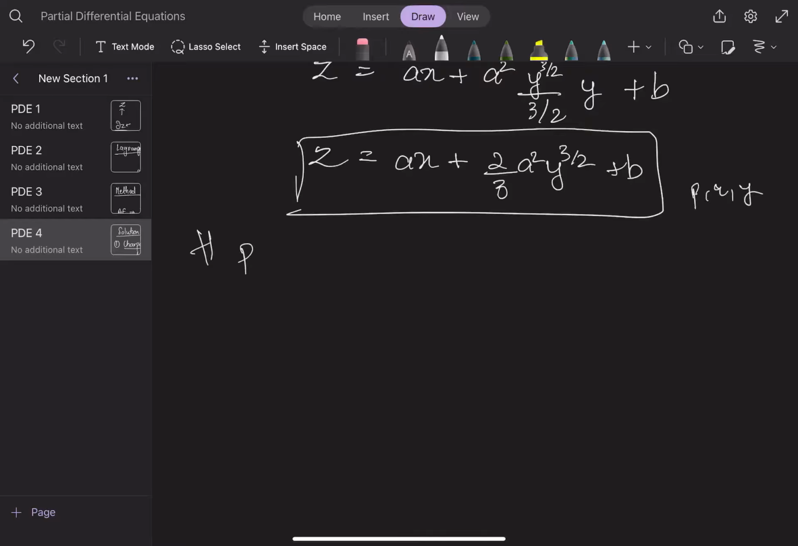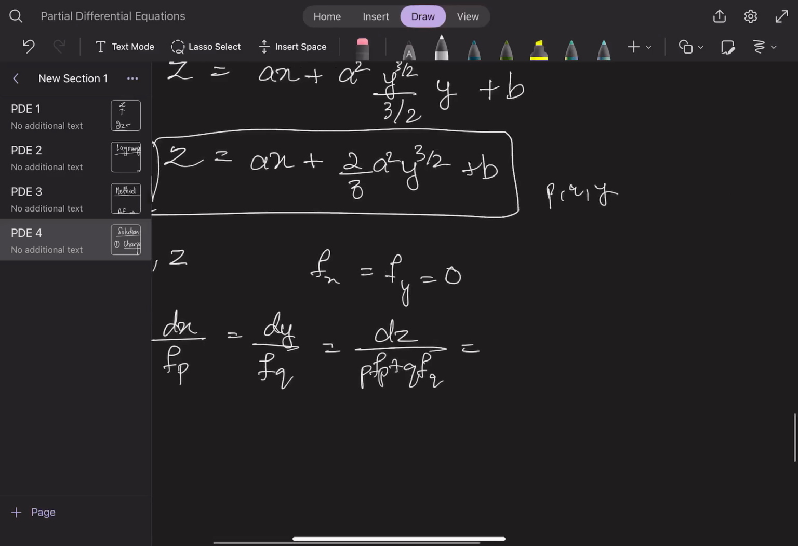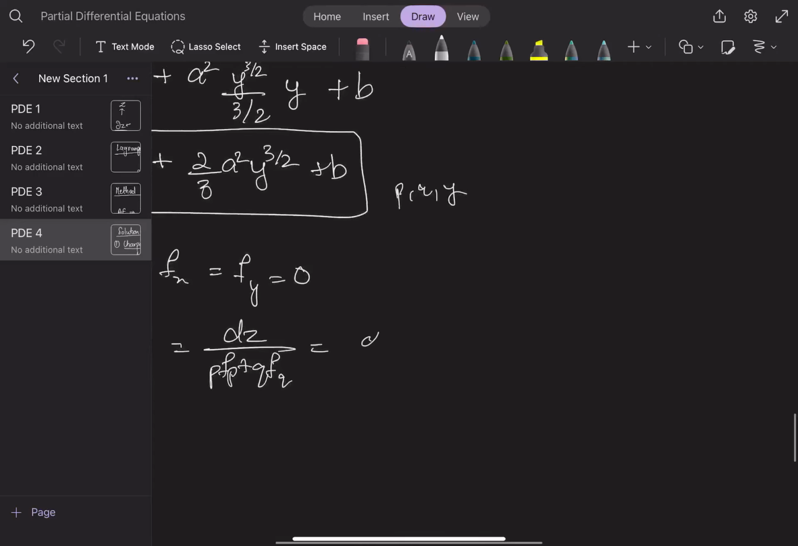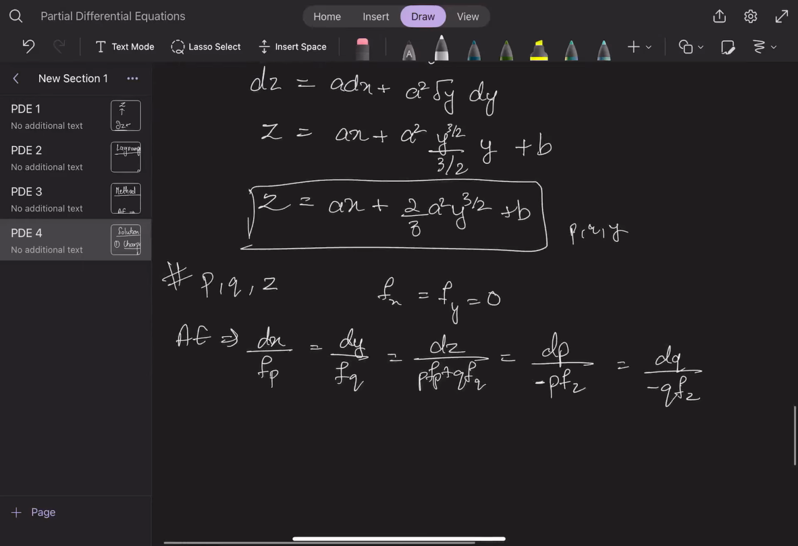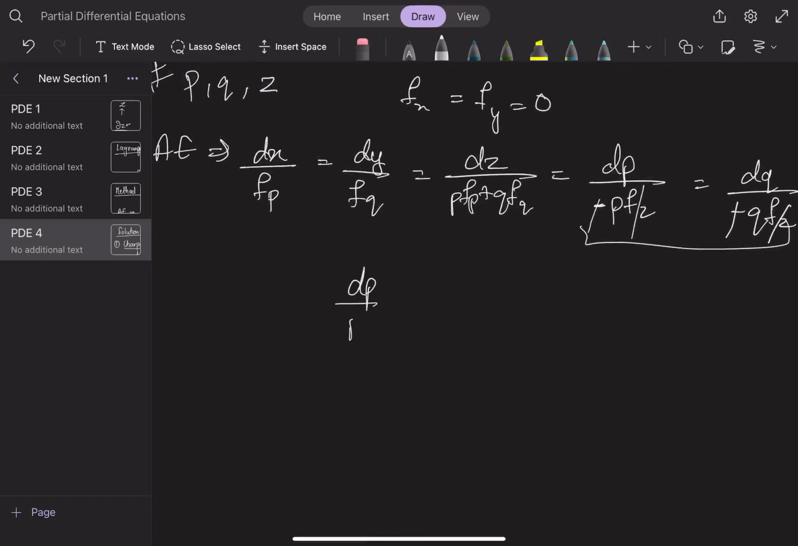Now let's check for p, q and z. So here your fx and fy will be 0. So your auxiliary equation will become dx by fp is equal to dy by fq is equal to dz by (pfp plus qfq) is equal to dp divided by minus pfz is equal to dq divided by minus qfz. So let me use these two, so we can cancel out the minus and fz and fz. So you get dp by p is equal to dq by q.